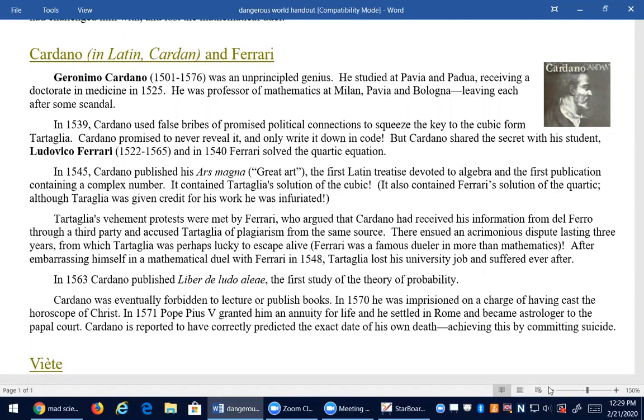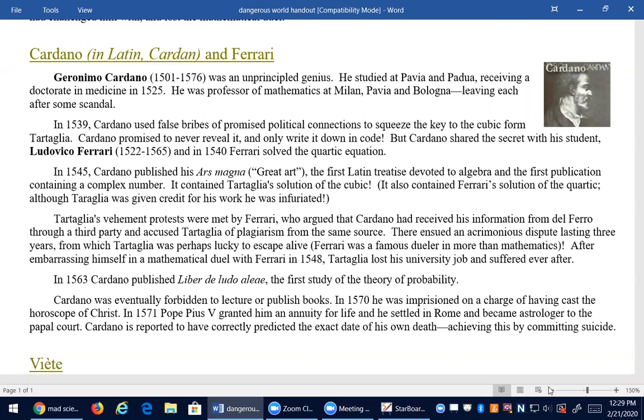So Ferrari, the student of the publishing scoundrel, came, and they said, no, you must have got your stuff from someone else. You were plagiarizing too. They had a bitter fight. Ferrari was a famous dueler, and some reports think that shots were fired. And eventually there was another duel. Tartaglia lost a second time. He lost his university job, and life was terrible ever after.